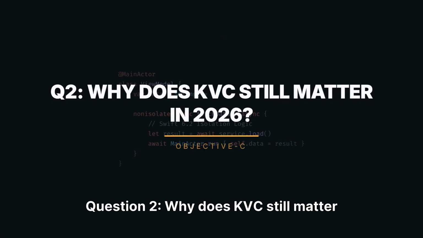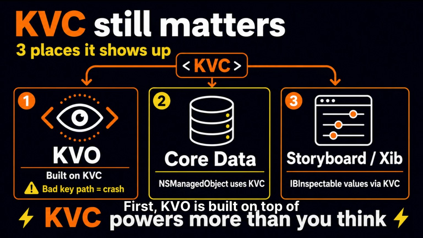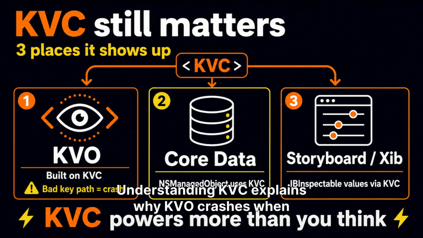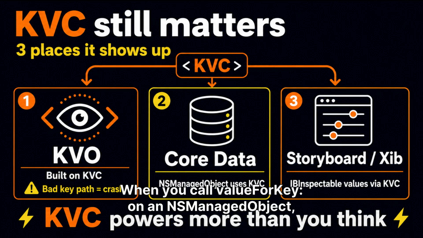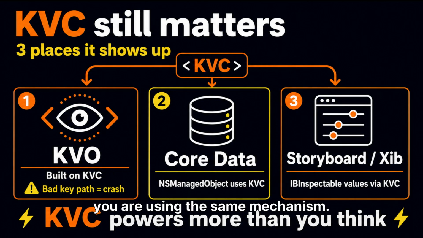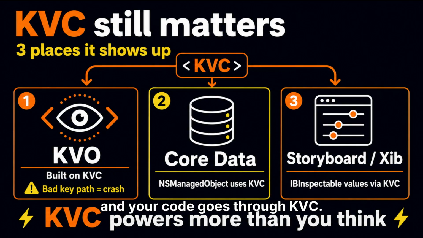Question 2. Why does KVC still matter in 2026? 3 reasons. First, KVO is built on top of KVC. The key paths you pass to KVO observers are KVC key paths. Understanding KVC explains why KVO crashes when you pass a key path that does not exist. Second, Core Data uses KVC internally. When you call valueForKey on an NSManagedObject, you are using the same mechanism. Third, Storyboard and XIB file loading uses KVC to set IBInspectable property values at runtime. The connection between Interface Builder's attribute inspector and your code goes through KVC.